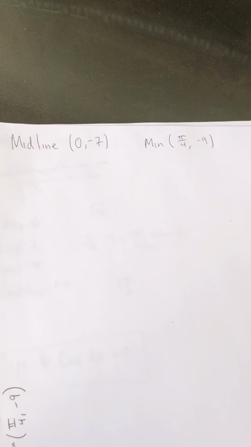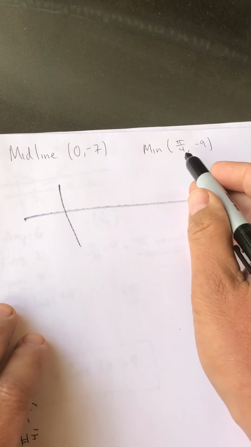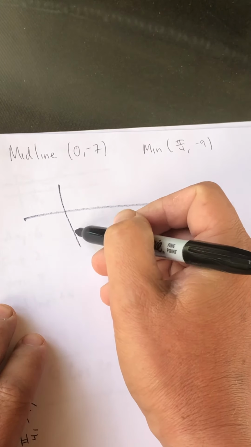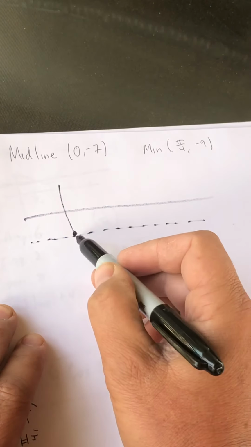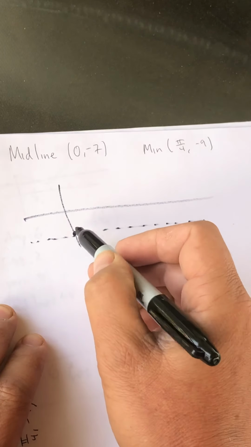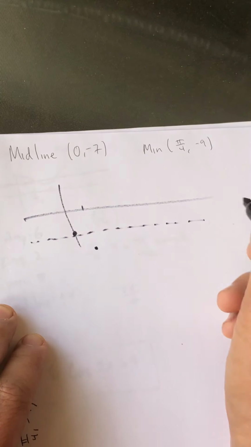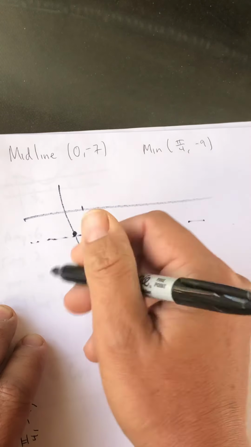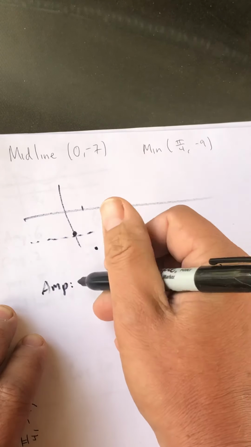All right, let's do one more. Midline is at 0, -7. Minimum is at pi over 4, -9. So 0, -7. I know I'm down here somewhere. Midline. Your minimum value touches, and your minimum value is pi over 4, -9. All right, so right from that, how far down? So my amplitude is 2. It's actually -2, but your amplitude is always positive.